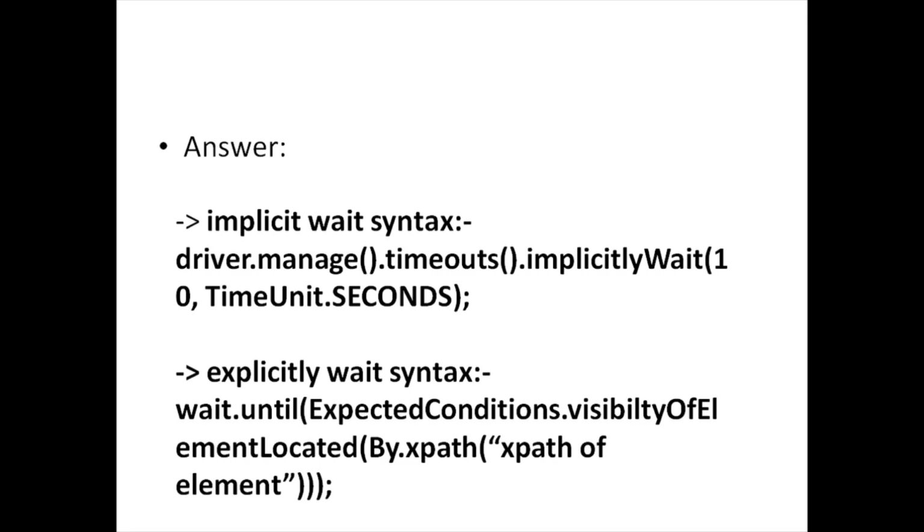Now explicit wait, as we discussed before, the explicit wait will depend on the conditions. So how we will write the explicit wait syntax? wait.until(ExpectedConditions.visibilityOfElementLocated(By.xpath("xpath of the element"))). So whatever the element we have specified with the xpath, till that element will be located, your web driver explicit wait will wait.